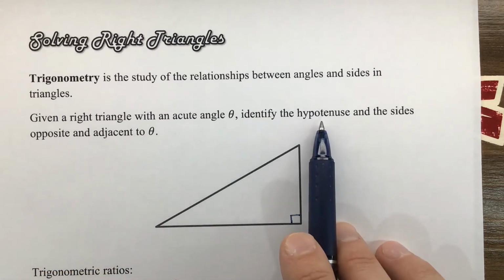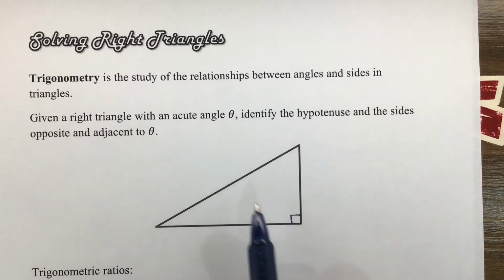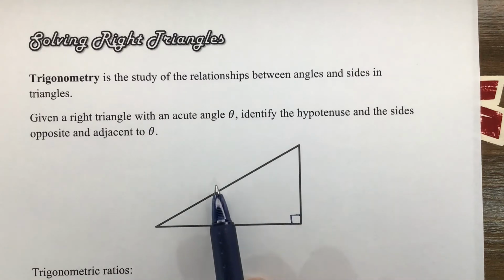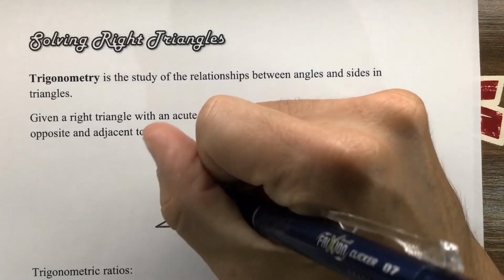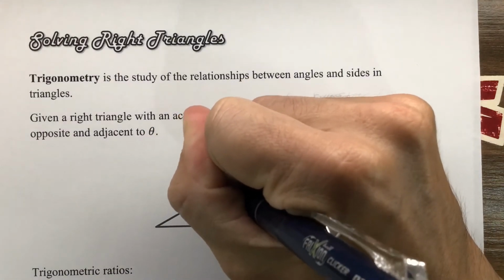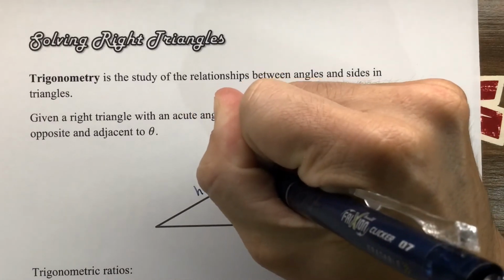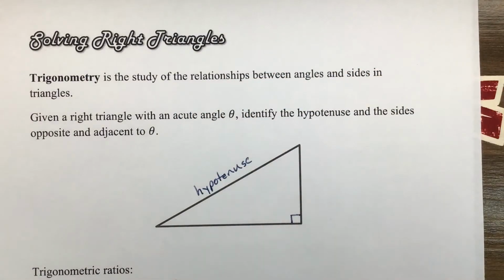I'm going to start with hypotenuse because the hypotenuse is based off of where we see the right angle. The hypotenuse is always going to be the side that's across from it. It's also always going to be the longest side, and you can also describe it as being the diagonal side that we have. So I'm going to go ahead and label that hypotenuse. That one has nothing to do with theta. It's all about being across from the right angle.